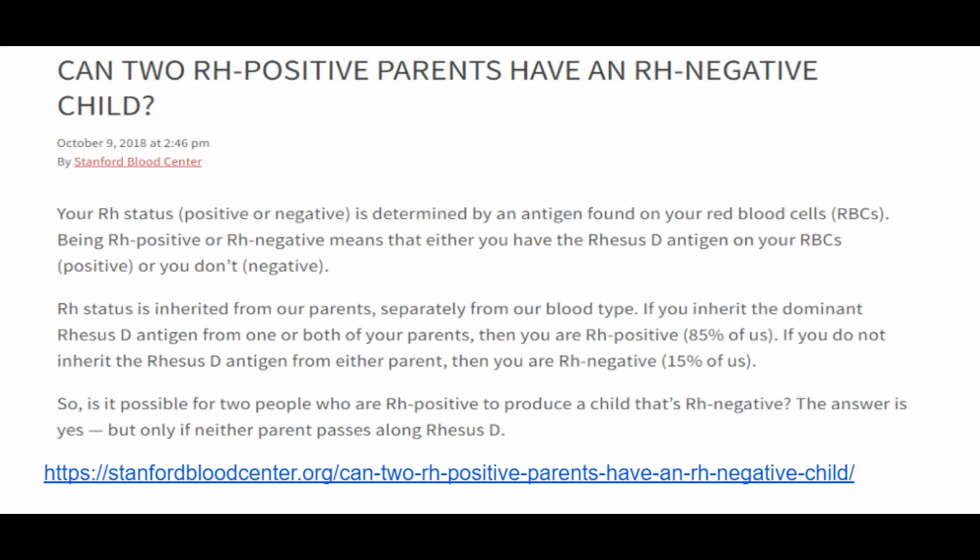So, is it possible for two people who are Rh positive to produce a child that's Rh negative? The answer is yes, but only if neither parent passes along Rhesus D. Again, is it possible for two people who are Rh positive to produce a child that's Rh negative? The answer is yes, but only if neither parent passes along that antigen.